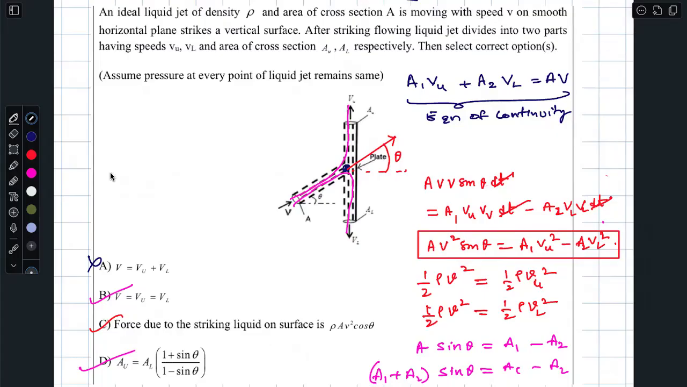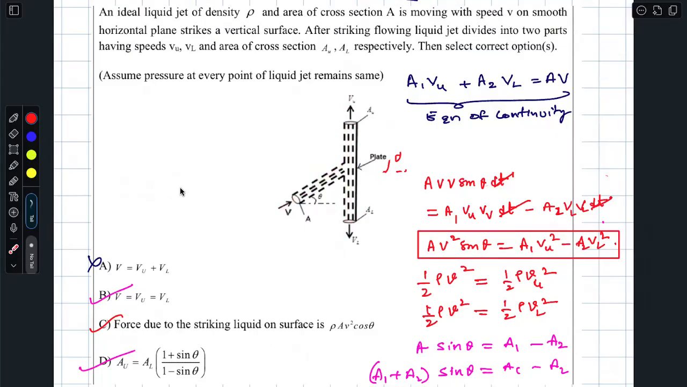Please see, an ideal liquid jet of density rho and area of cross section A is moving with speed V on a smooth horizontal plane, and strikes a vertical surface. Can you see that, boys and girls? Liquid is going here, striking here, splits into 2 parts. Agreed? Arey, in our tubes also the same thing happens, right? At home in water pipes, a T junction comes there.